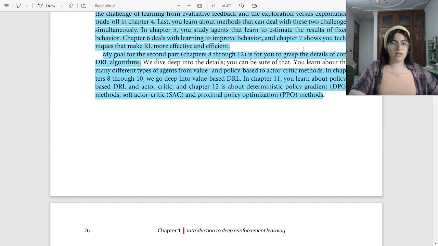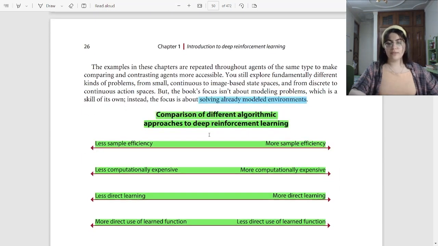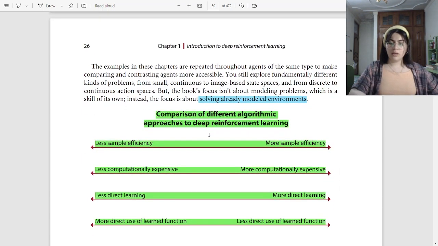And in chapters 8 to 12, you grasp the details of core DRL algorithms. Chapters 8 to 10 cover value-based DRL. In chapter 11, you learn about policy-based and actor-critic methods. And chapter 12 covers deterministic policy gradient, DPG methods, SAC, soft actor-critic, and proximal policy optimization, or PPO methods. And yes, that's it.